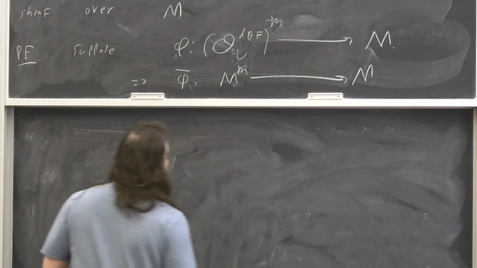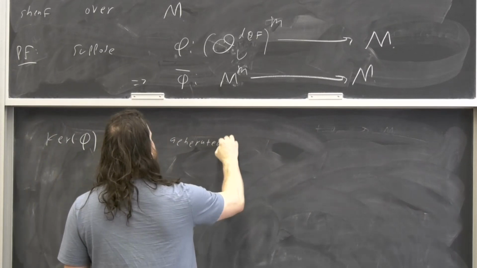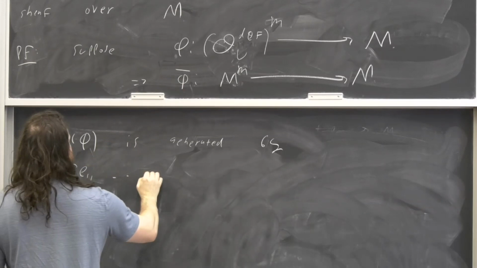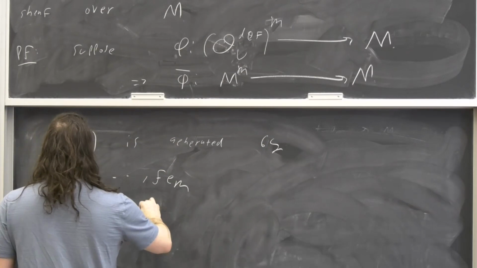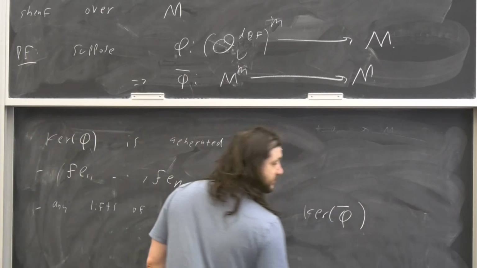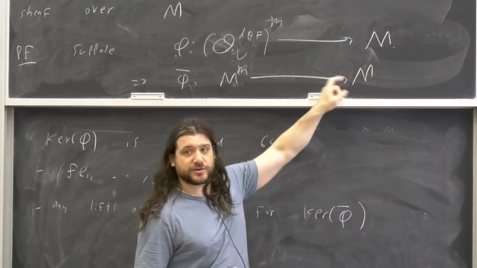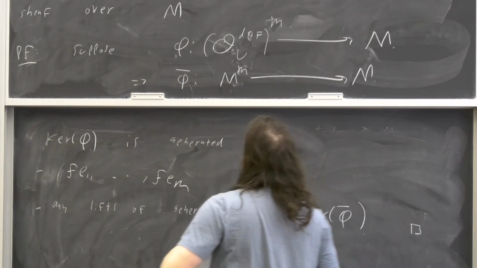Right? And now the kernel of phi is generated by F, first of all. So F times all the generators, F e_1 through F e_m, because they all have to go to zero under any map. And any lifts of generators for the kernel of phi bar. If you have any map like this, to get the kernel, you just throw in F times the generators, you reduce mod F, you get the kernel here, and you take any kinds of lifts. So if this is finitely generated, then that's also finitely generated. So it's enough to show that M is a coherent module over itself.